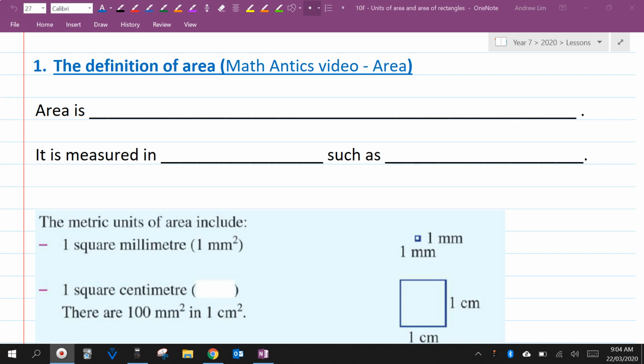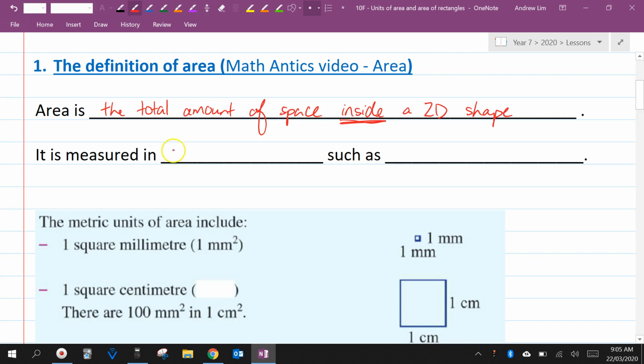So now let's have a look at the definition of area. Area is the total amount of space inside a 2D shape. Okay, so inside. In our last video we looked at perimeter, which was the total distance around the outside. Area is the total amount of space inside a 2D shape.